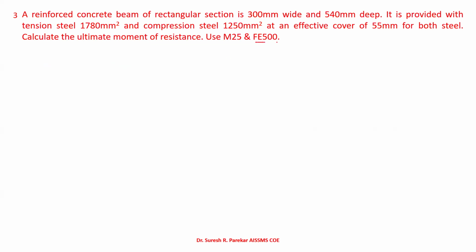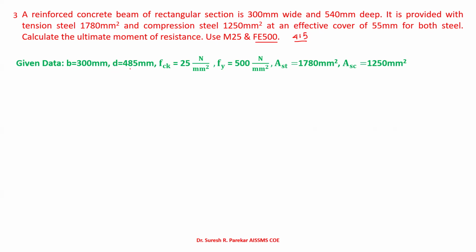Now we are moving to Fe 500. In class, we have taken problems for 415. Therefore, I have taken here problems for Fe 500. Now we have given data b 300. Then D we have 540 over here, and it is provided with steel at an effective cover 55. So if we subtract this, then we are going to get this value of d, that is 485 millimeters. Then fck 25, fy 500, Ast that is given 1780, Asc 1250.